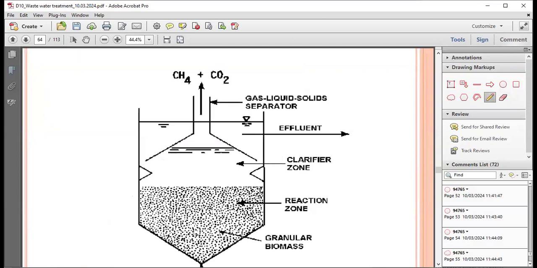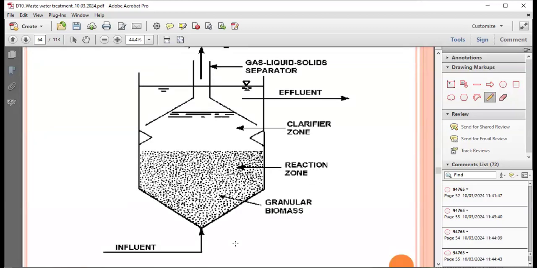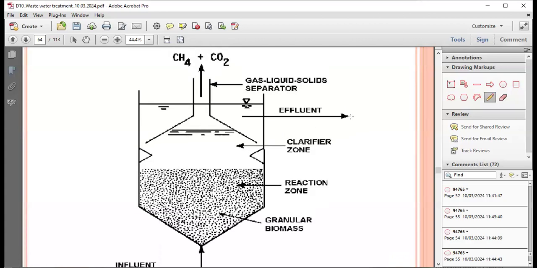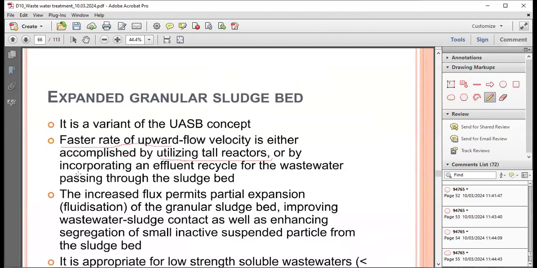This is the reactor, overall of the components. And if effluent is there, effluent is sewage water and effluent is treated water. So sludge, this is the reactor source, incorporating an effluent recycle for the wastewater passing through the sludge bed.